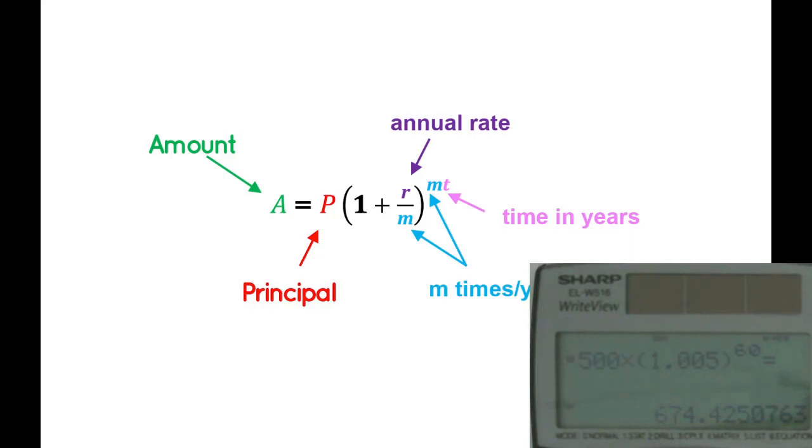So we're going to use R. That would be our 6%. M is the number of times per year. In the case of monthly, that would be 12, and so we would divide our rate by 12, and we'd also multiply our T by that number as well. So in the last example, that would be 12 as well. 12 times 5 gave us the 60.